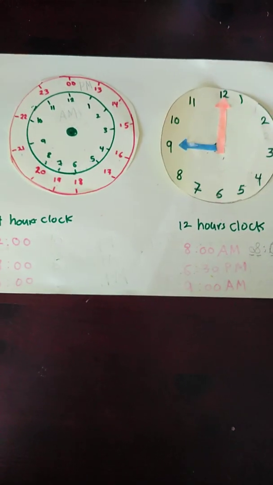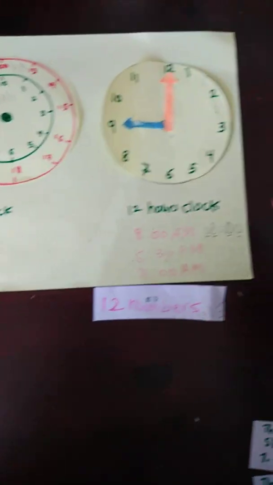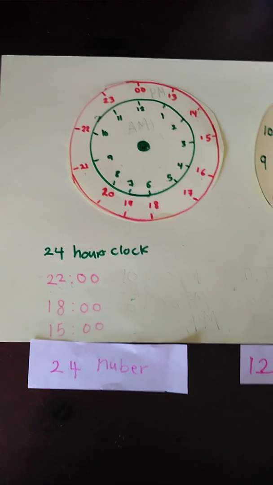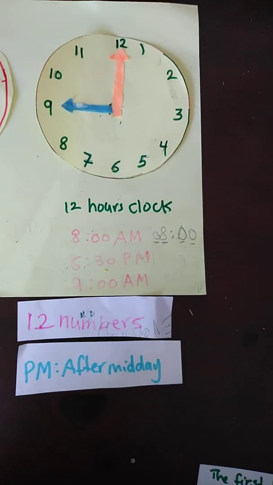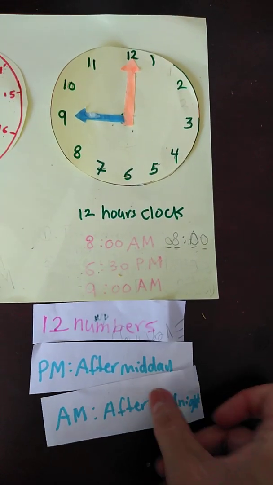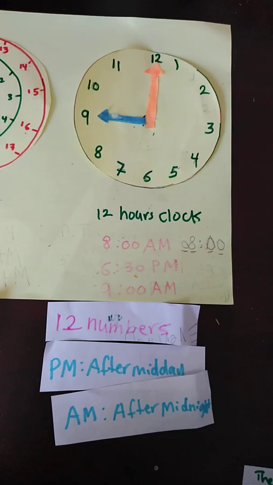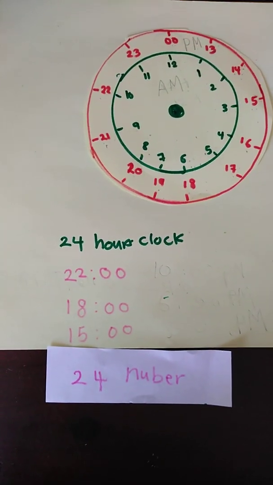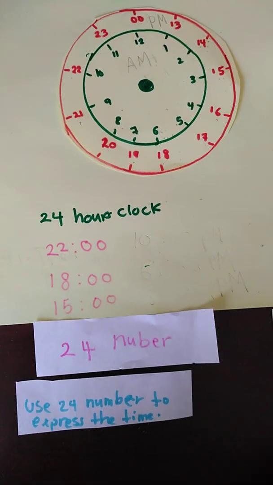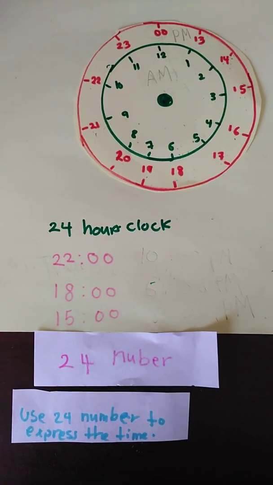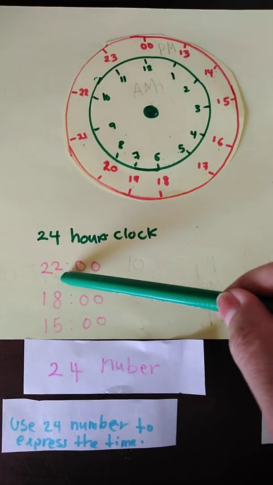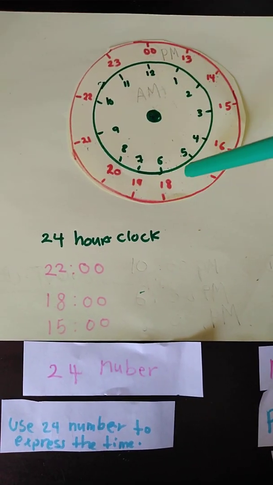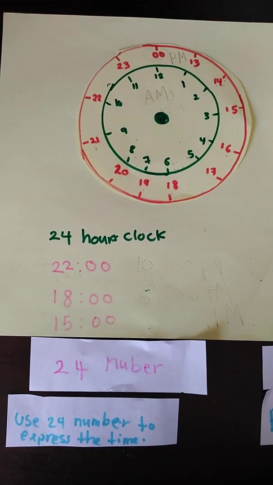Do you have any idea what is the first? Yes, we have 12 numbers only here. Well, we have 24 numbers, so you can see. In this clock, we have 12 numbers and we use PM after midday to show the time if it's after midday, AM to show the time if it's after midnight. Do we use AM and PM here in this 24 clock? No, we use the 24 numbers to express the time. So if the time is 20 or 22, this means it is after midday. The time is after midday.